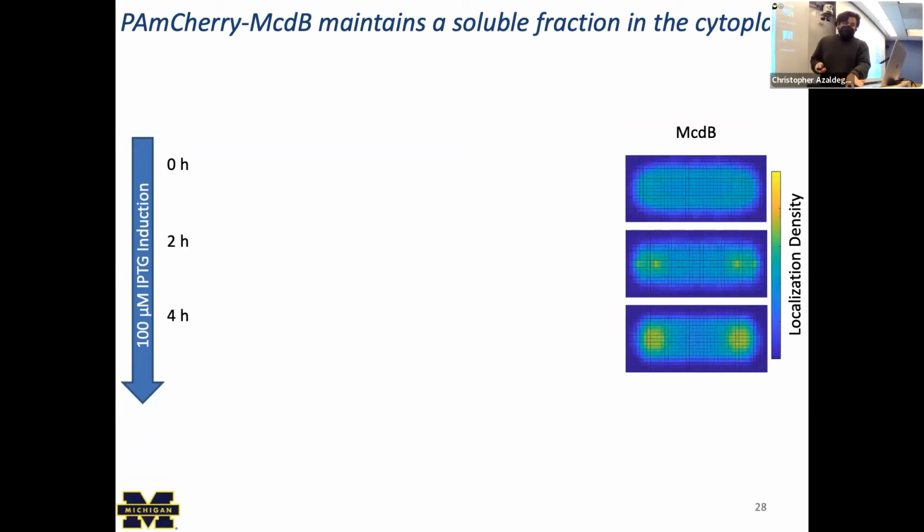So those were single cell images that I showed you there. But what happens if we take all these localizations over dozens of cells and project them onto one for an average?